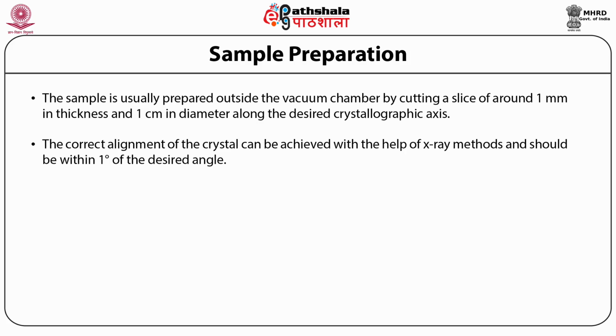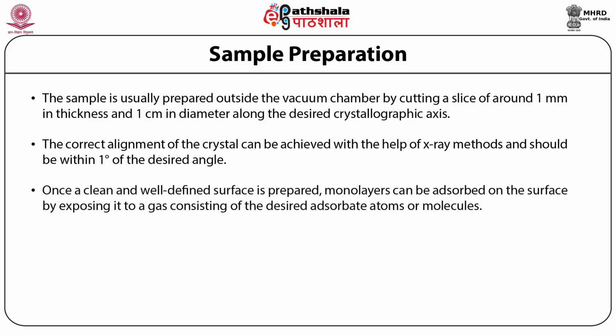After being mounted in the UHV chamber, the sample is chemically cleaned and patterned. Unwanted surface contaminants are removed by ion sputtering or by chemical processes such as oxidation and reduction cycles. The surface is flattened by annealing at high temperatures. Once a clean and well-defined surface is prepared, monolayers can be adsorbed on the surface by exposing it to a gas consisting of the desired adsorbate atoms or molecules.